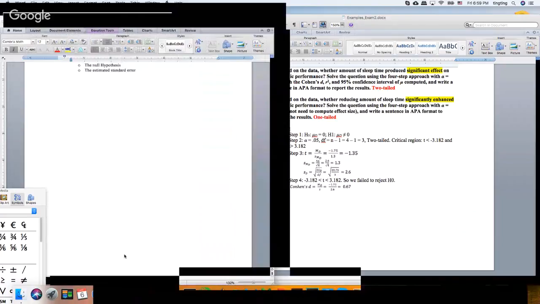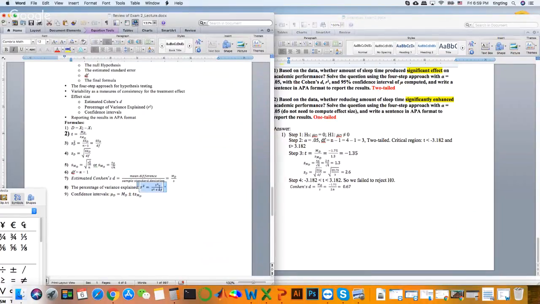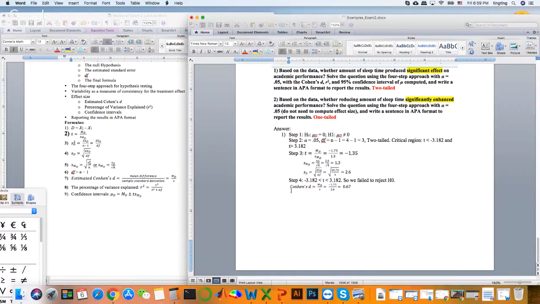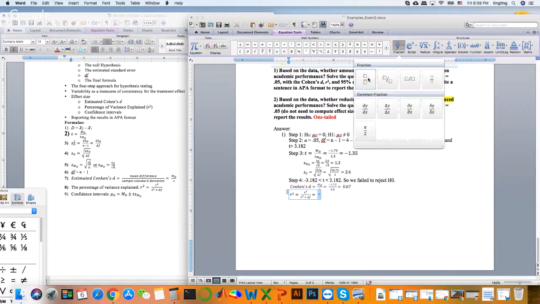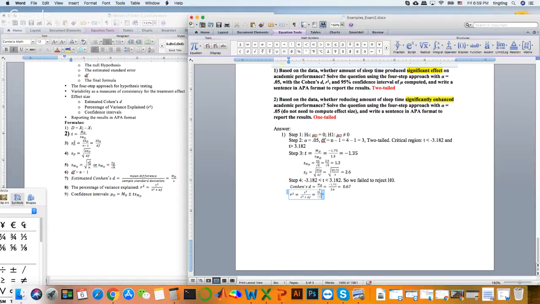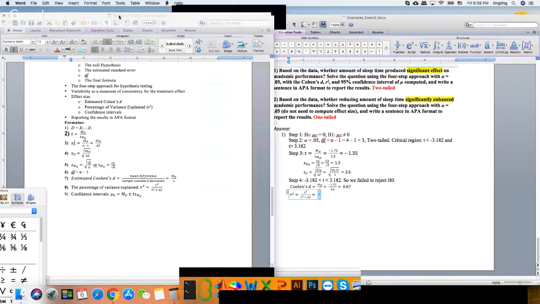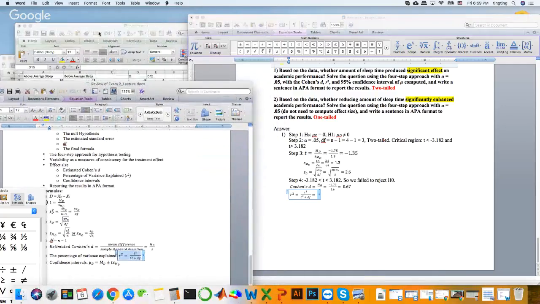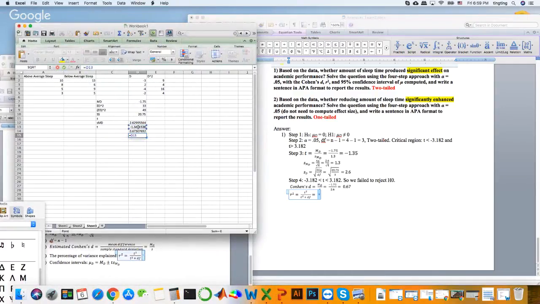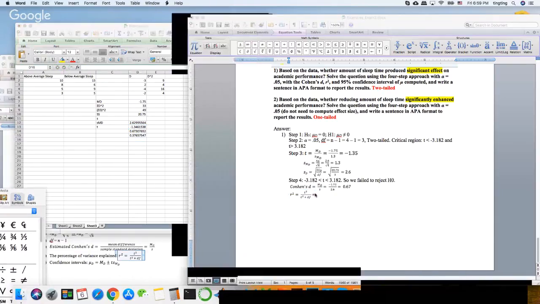R square, let's just solve it. It's my Excel. R squared equals t squared divided by t squared plus degrees of freedom, which is 3. And then I have the answer.